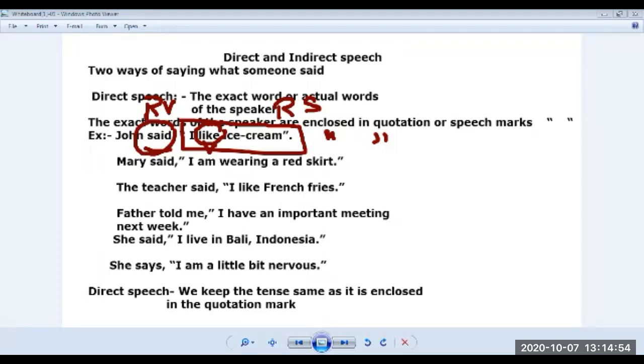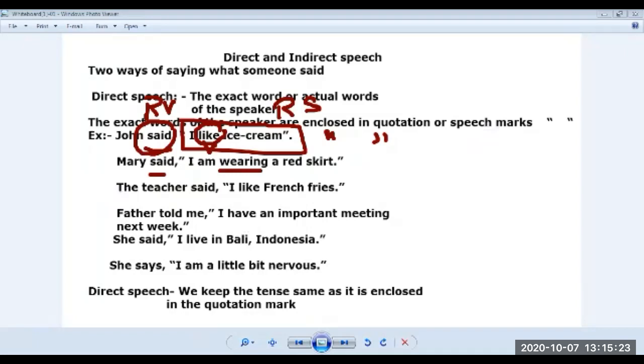Another example, Mary said, "I am wearing a red skirt." These are the actual words of the speaker, Mary's words, as they are, no change, exactly the same way. They are put under speech marks or quotation marks, as we also call them. So, Mary said, "I am wearing a red skirt." What is the verb used over here? Wearing. Very good. This is in continuous.